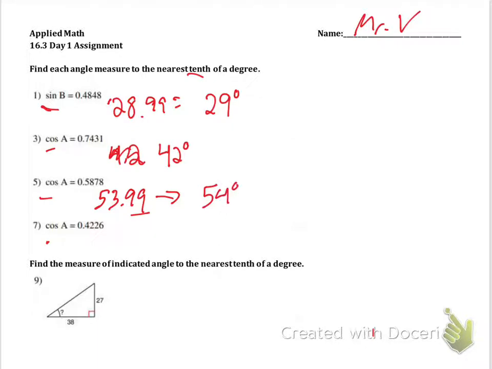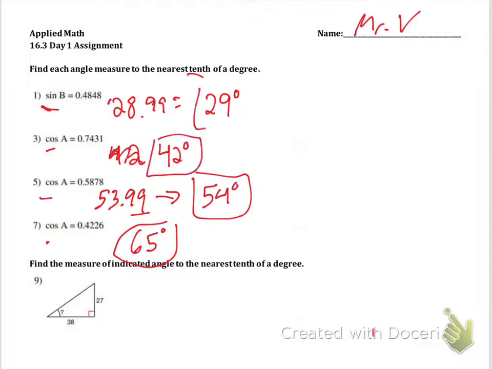And then finally, cosine A, so the inverse of cosine, 0.4226 is equal to 65.00, so that would be just 65 degrees. So circle my answers for all these. And that's the first part.